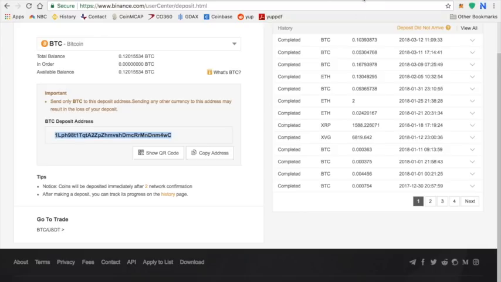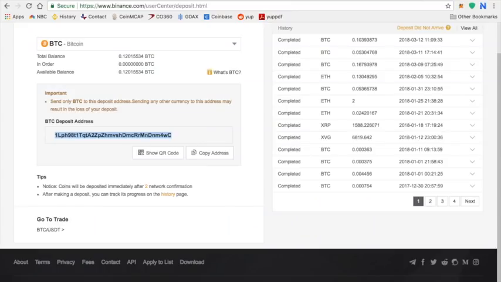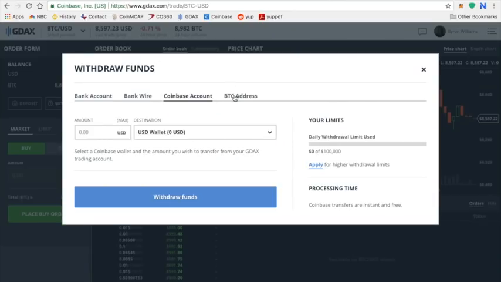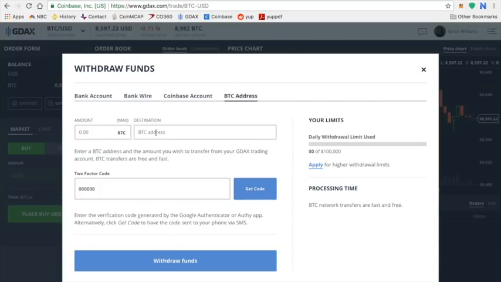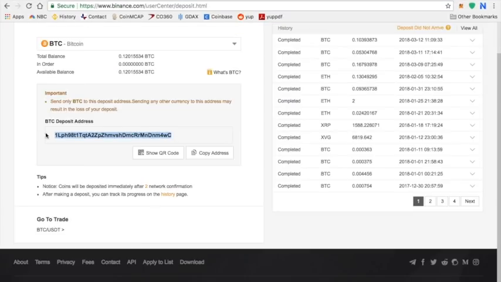What I'm going to do is go back to GDAX. I'm going to hit withdraw because I want to withdraw this amount into my Binance account at that address. So as I hit withdraw, I'm going to hit BTC address. And it's going to ask me, hit max. So there's that amount. And it's going to say, hey, I need an address. Where do you want me to send those funds to? Well, I say, hey, GDAX, the max amount that you have, that $30, I want you to send it to my Binance account. So there's that address that they gave me.